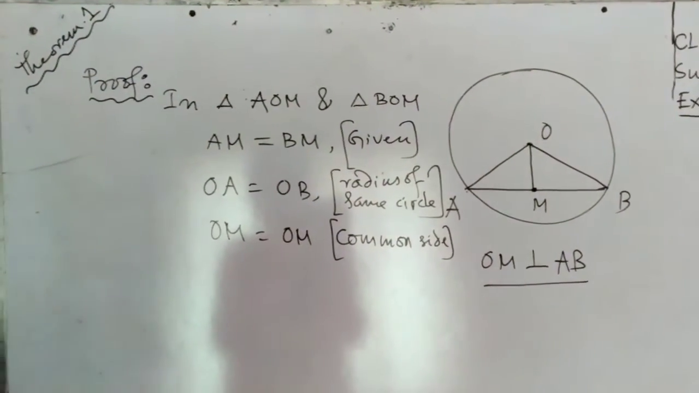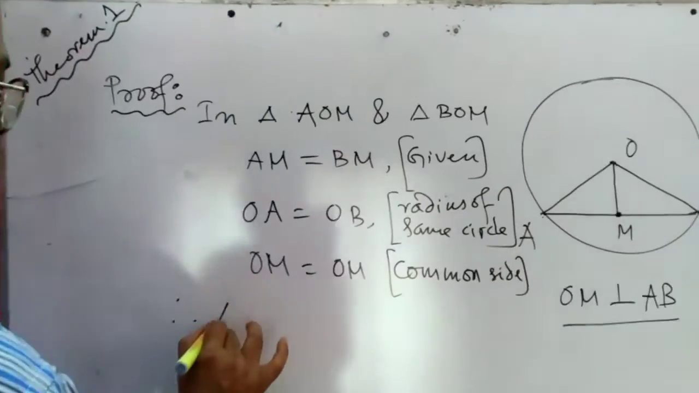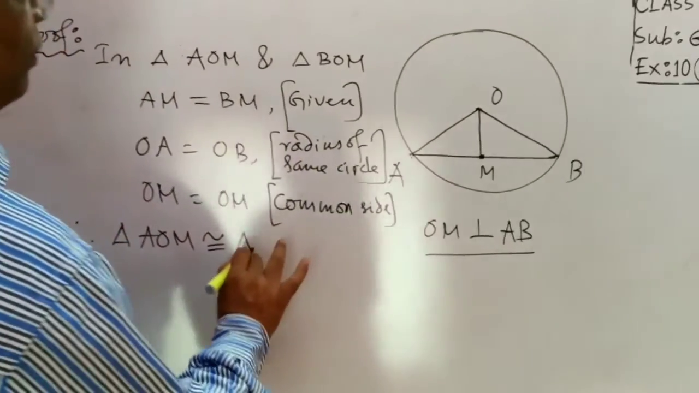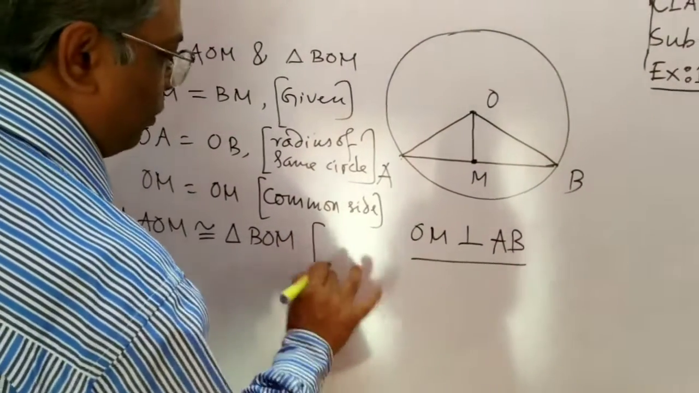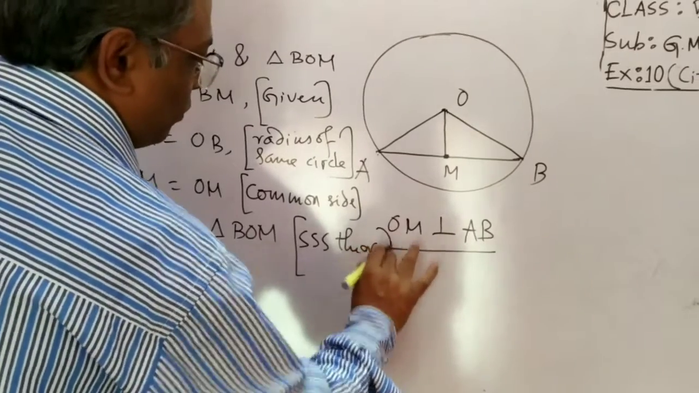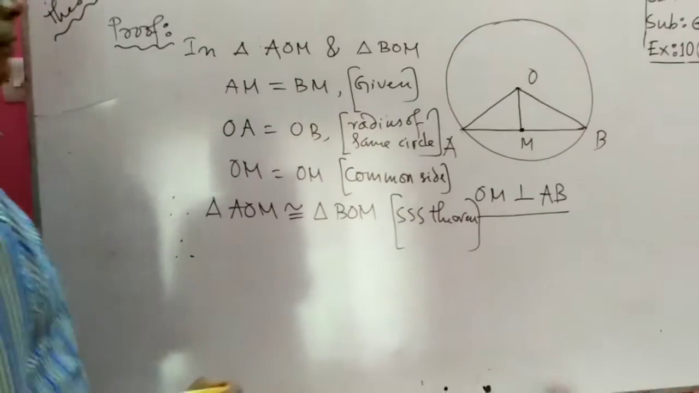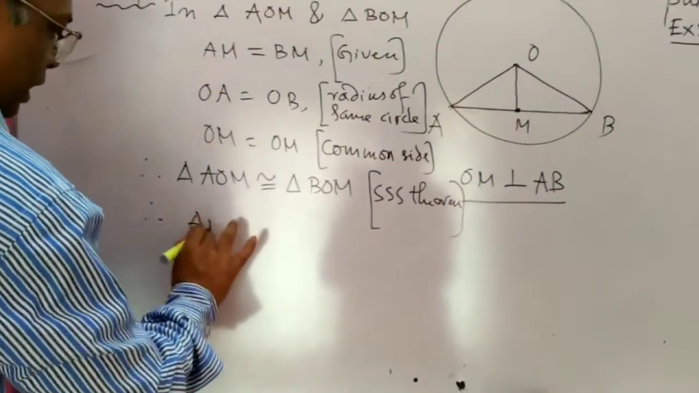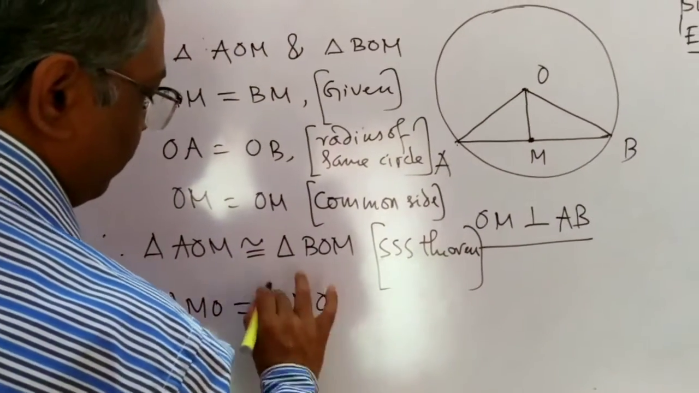So which theorem is it? Triple S. Therefore, triangle AOM is congruent to triangle BOM, by the triple S theorem. Therefore, angle AMO equals angle BMO.